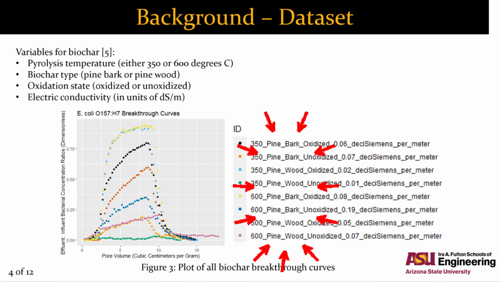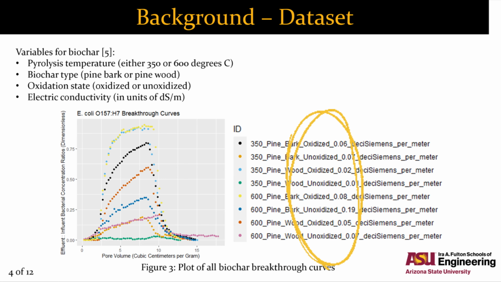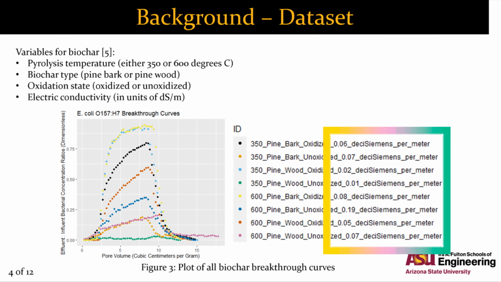The second variable is biochar type, which is either pine bark or pine wood. The third variable is oxidation state, in other words, whether the biochar is oxidized or unoxidized. The final variable is electric conductivity, which is a measurement of how easily a material allows electric current to flow through it.